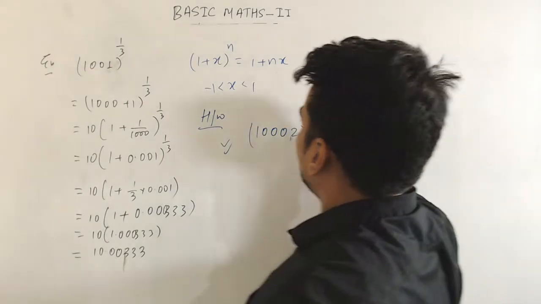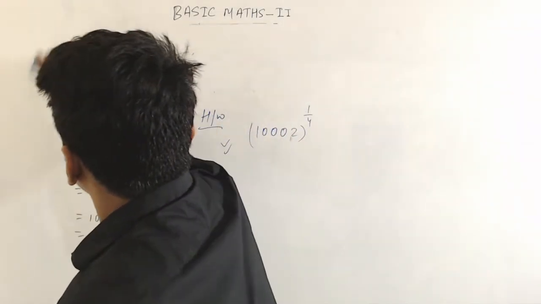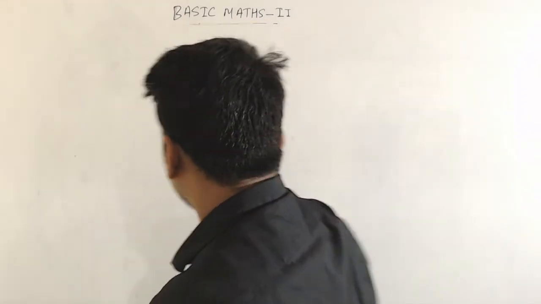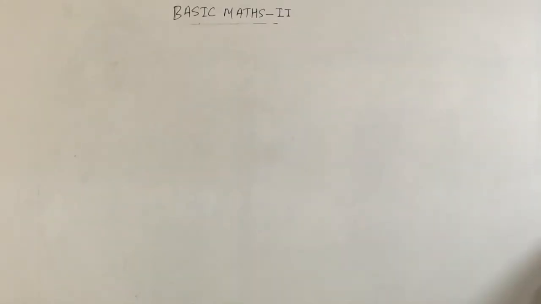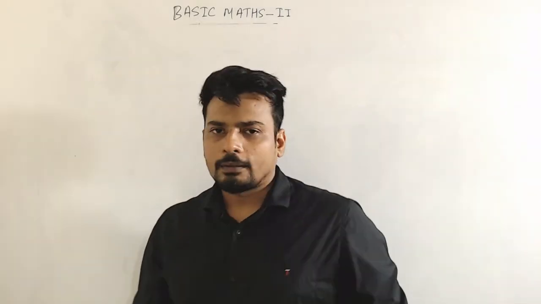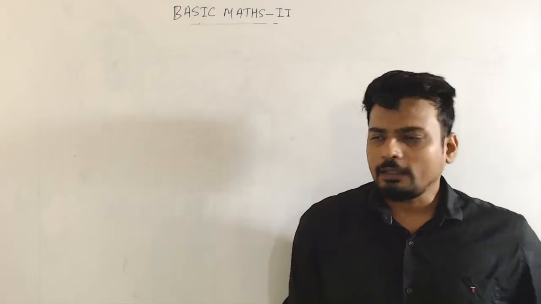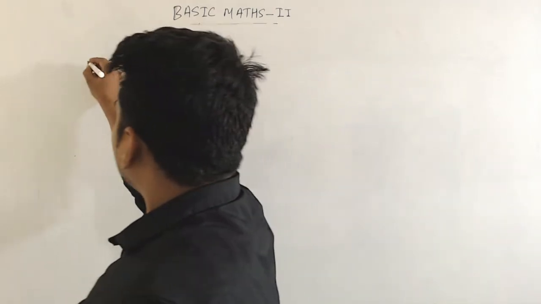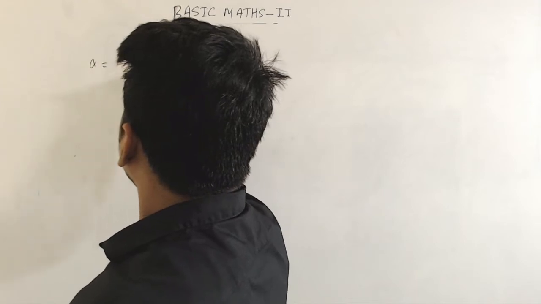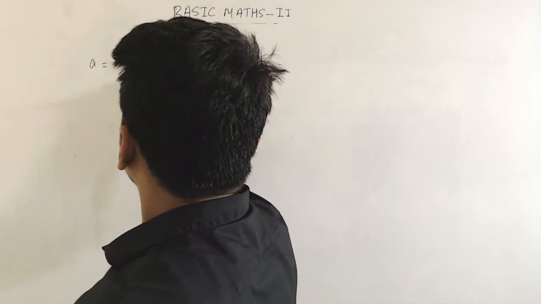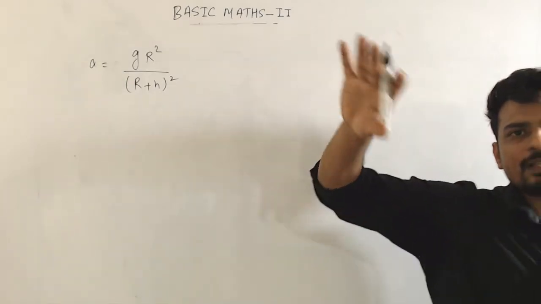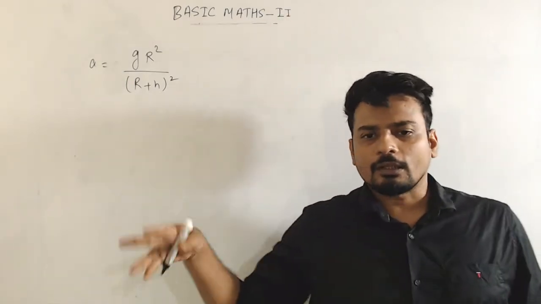Now, let's go for one more example. I'm going to erase this. So we all know that the acceleration due to gravity varies once we go up to a certain height. It is given as g r square upon r plus h whole square. It varies with the height, whether you go up or go down.